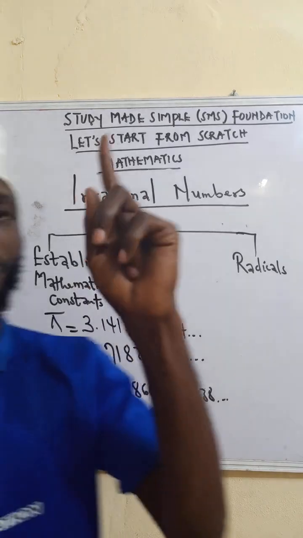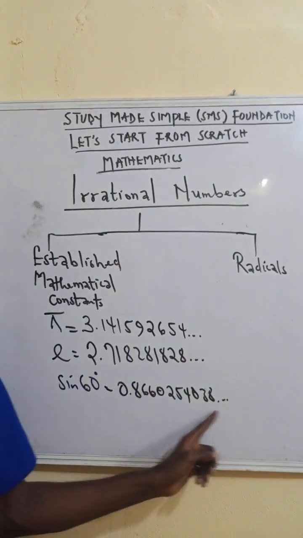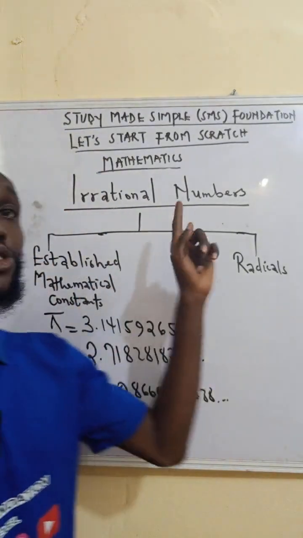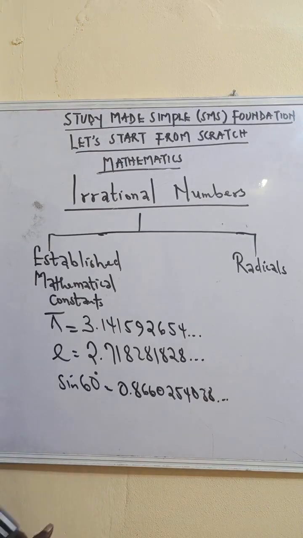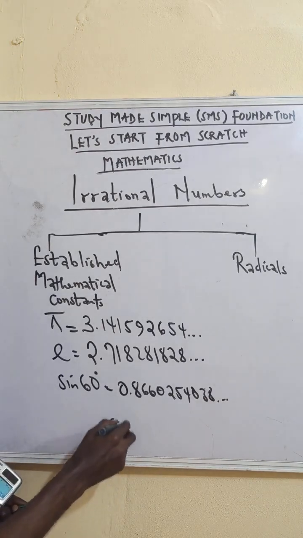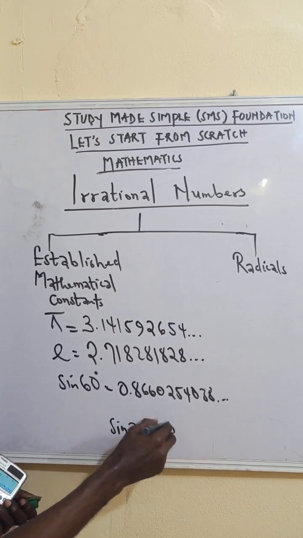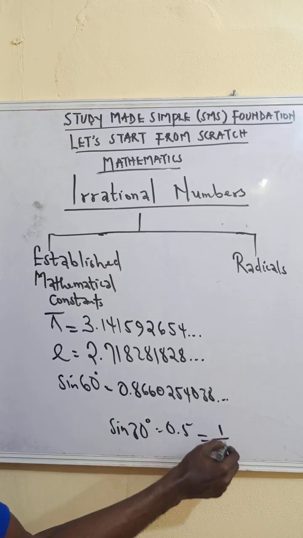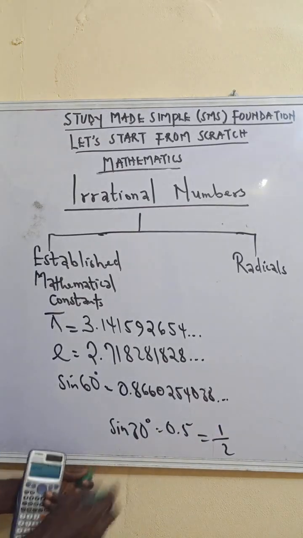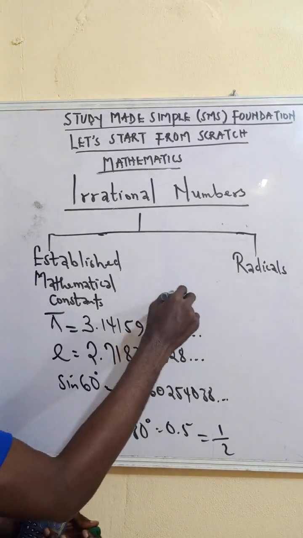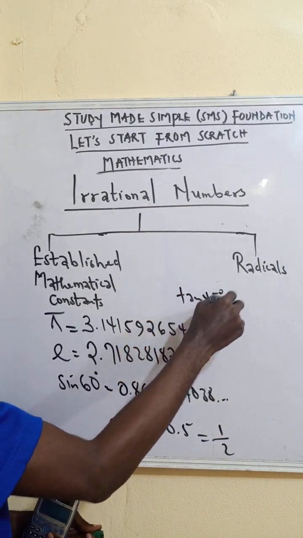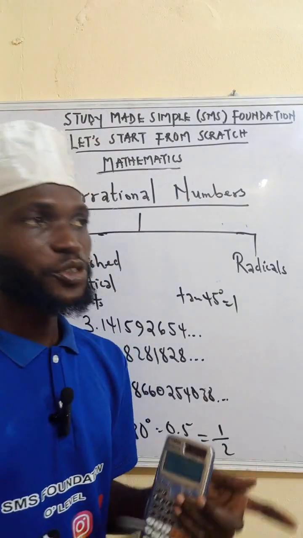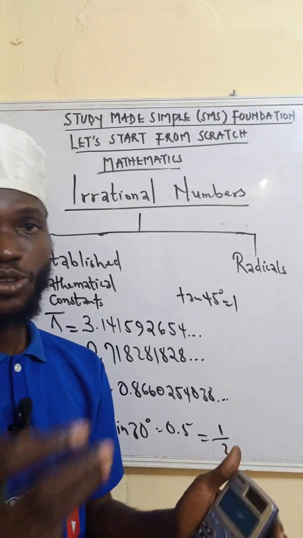Does it now mean that all trigonometric values are irrational? No. You still need to confirm some with your calculator, because a counter example is sine 30. Sine 30 is equal to 0.5, and this is rational, which is the same thing as 1 over 2. In fact, tan 45 degrees equals 1, so it's also rational. In most cases, if you are not clear, you can use your calculator to confirm.